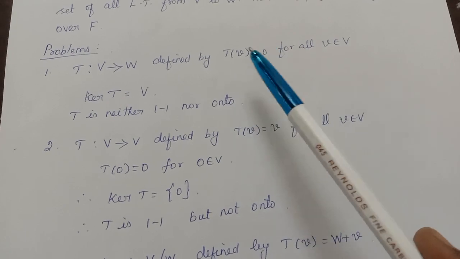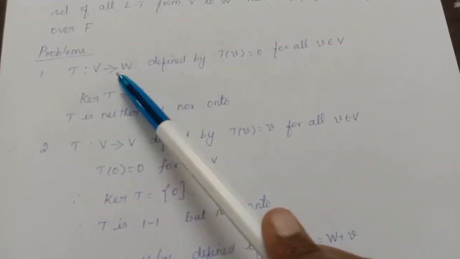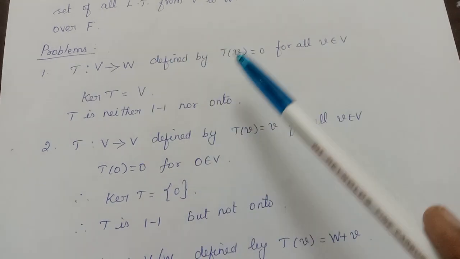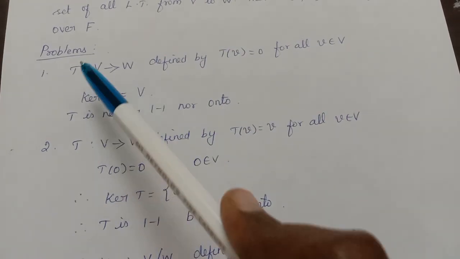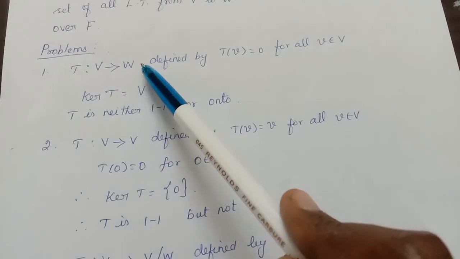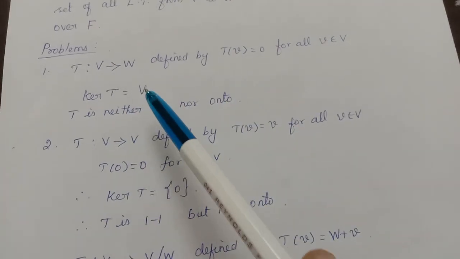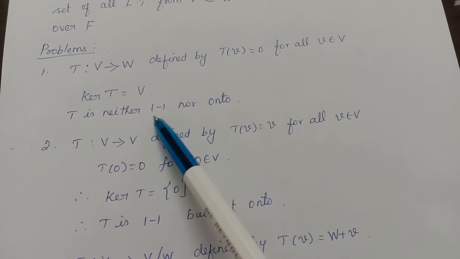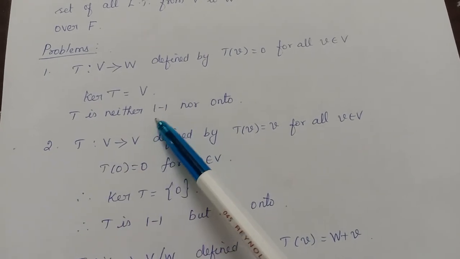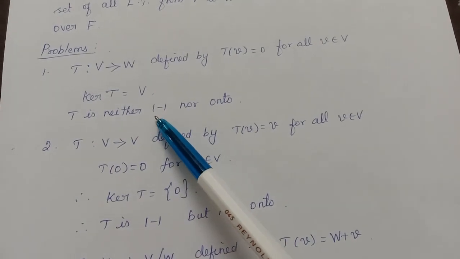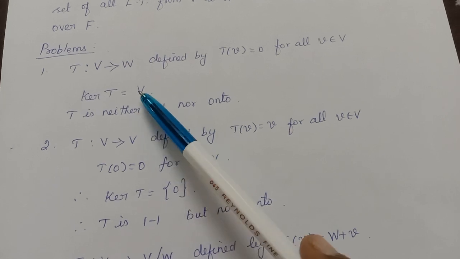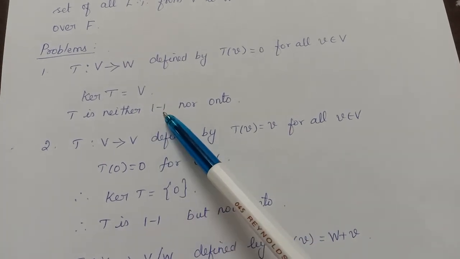See, every element of V is mapped to what? To 0. That means the kernel of T is the entire V, because all the elements of V are mapped to 0, no? So kernel of T equals V. Since it is equal to V, it is not 1-1, because we have seen one theorem: if it is 1-1, the kernel of T should be the singleton {0}. So it is equal to the entire V, therefore it is not 1-1.